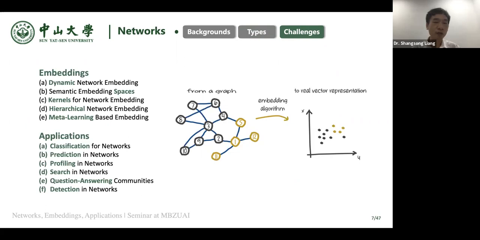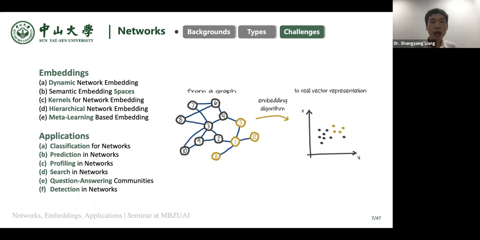In information retrieval and data mining, we have a number of tasks, and we need to analyze the data. The data are associated with networks. So one important algorithm is network embedding. The goal of network embedding is to map the entities in the networks into vectors.